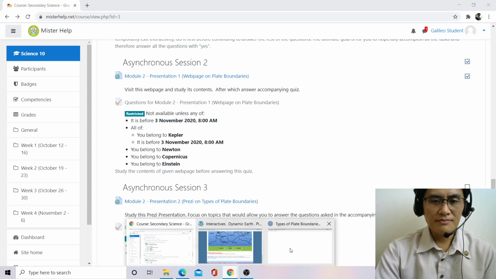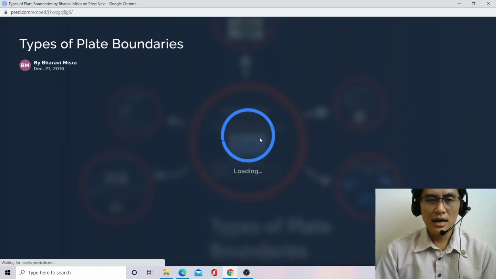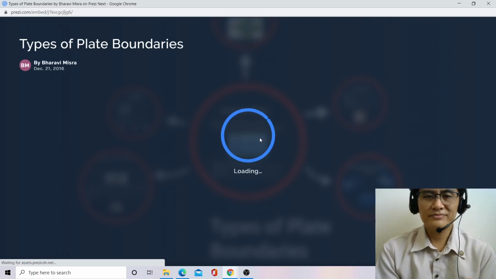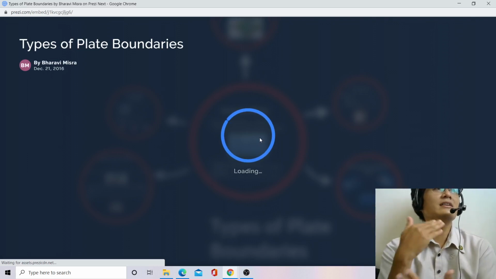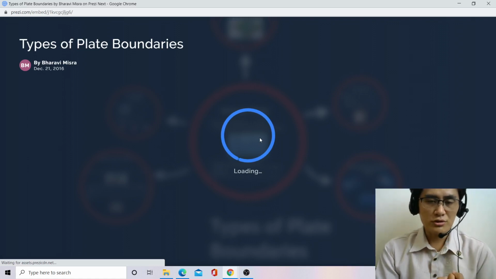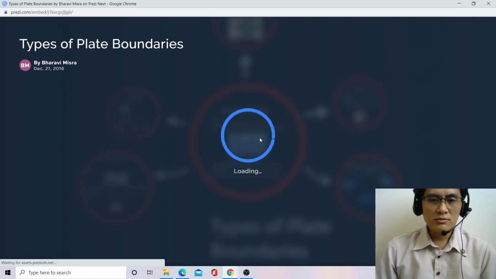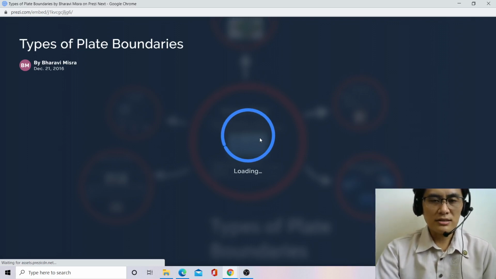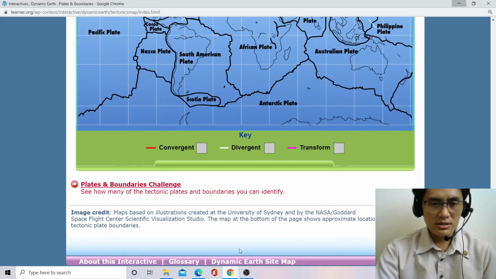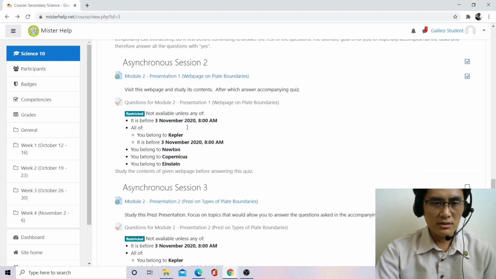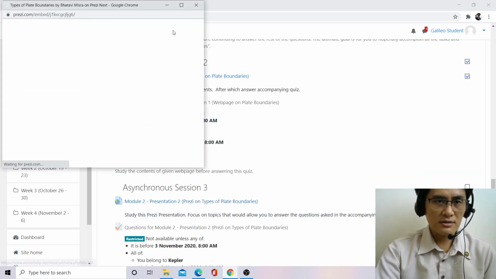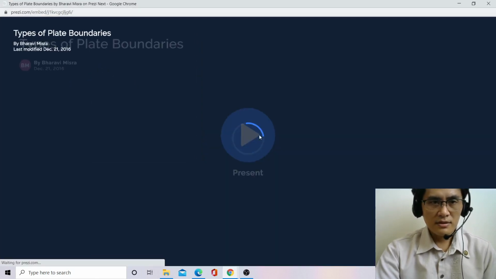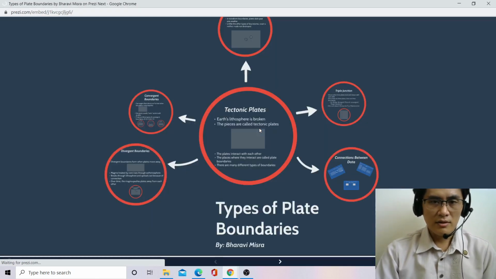This one is quite exhaustive. It has a lot of points discussed. And again, some of these discussions are already part of Module 3 and not Module 2. So I want us to focus on only the types of boundaries. Now, let me reload that again because it seems that there is a problem loading it. So let me click on this. Okay, so I can present it now.